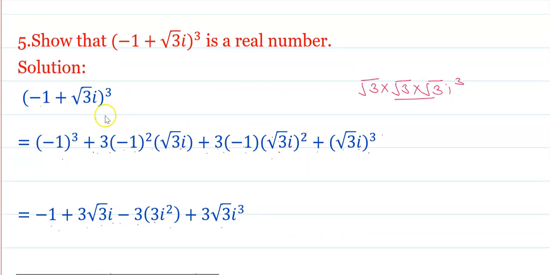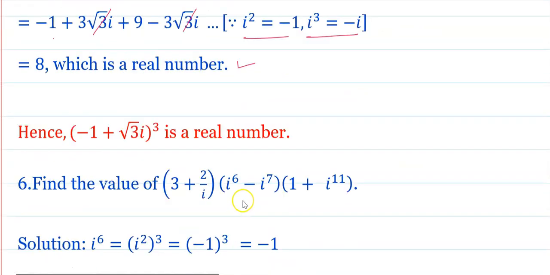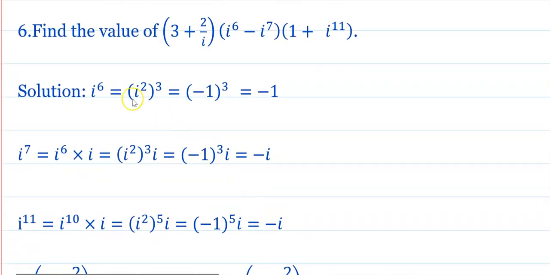Again you can see here, simple expansion of a plus b bracket cube. Substitute the value of I cube and I square. Okay. Root 3 into root 3, that is 3, and root 3 into root 3 into root 3 is a 3 root 3. This is what you only have to remember. Okay. Now the next problem.